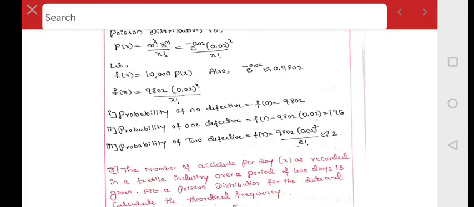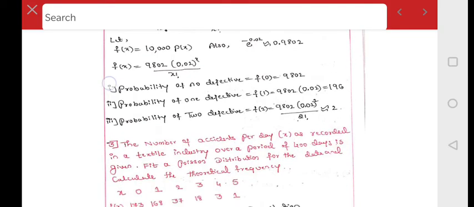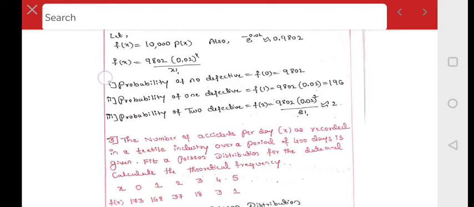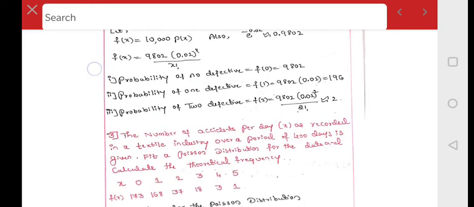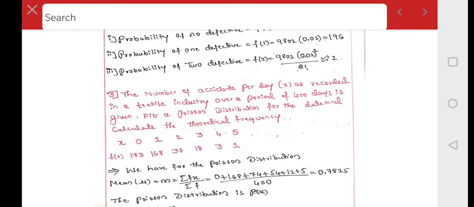Next, the probability of one defective is f of 1, which is 0.9802 into 0.02, which is 0.196. And the probability of two defectives, f of 2, is equal to 0.9802 into 0.02 squared upon 2 factorial, which is nearly equal to 0.002.